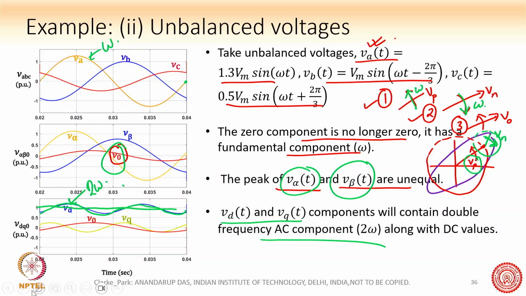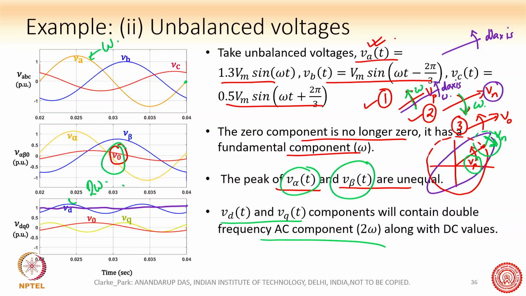So if you align your d-axis here, and your d-axis is also rotating at omega, what will you see? You will see that the positive sequence space vector is rotating along with you at the same speed. So that part will give you the DC. So the DC quantity here is because of the positive sequence space vector. But the negative sequence, so you are moving with the d-axis like this, but the negative sequence space vector is rotating in the other way.